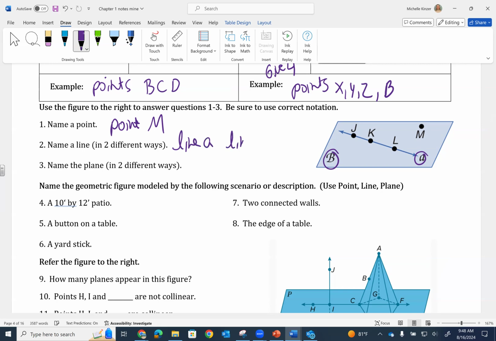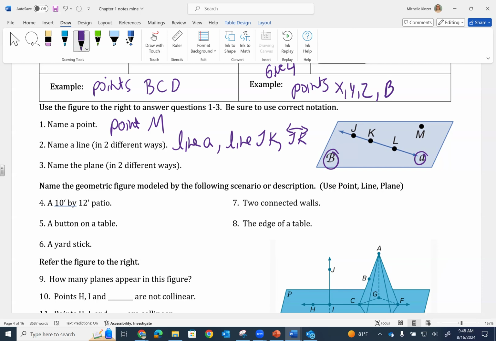You could say line like JK, or honestly, we've got a symbol for lines, and that would be give me 2 points on it, JK, and put the line with arrows above it. That means I'm thinking of a line that goes through points J and K, and it has more points on it, obviously, but you just need 2 of them, and then you put a line above it to signify it goes forever, including those points.